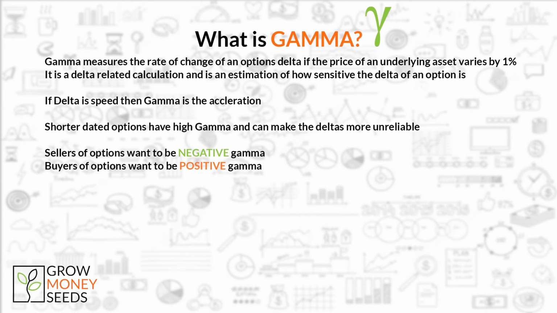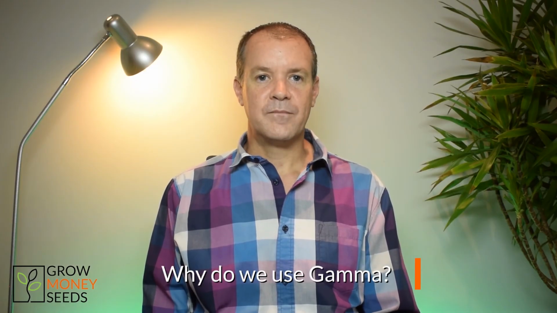Gamma is particularly high for short-dated options, and as an option reaches expiration, it can cause delta to be more unreliable. Gamma can be positive or negative. Typically, sellers of options will want to be negative gamma, and buyers of options will want to be positive gamma. Why do we use gamma?